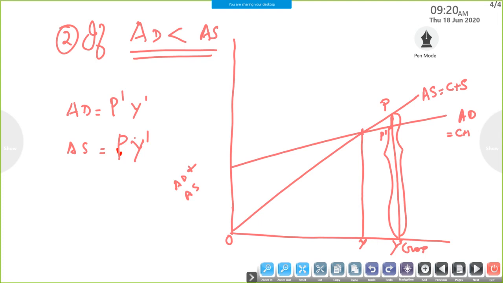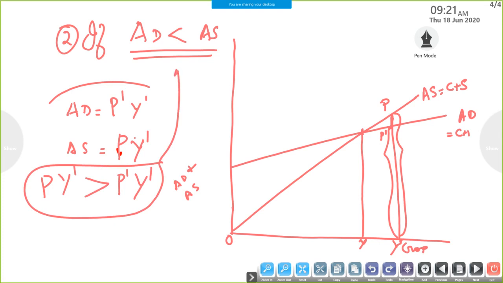So from the diagram we can identify like this: PY dash is greater than P dash Y dash. This shows the economy is in instability, not in a stable form. So how can the economy be restored to the equilibrium level of income? What is happening here?